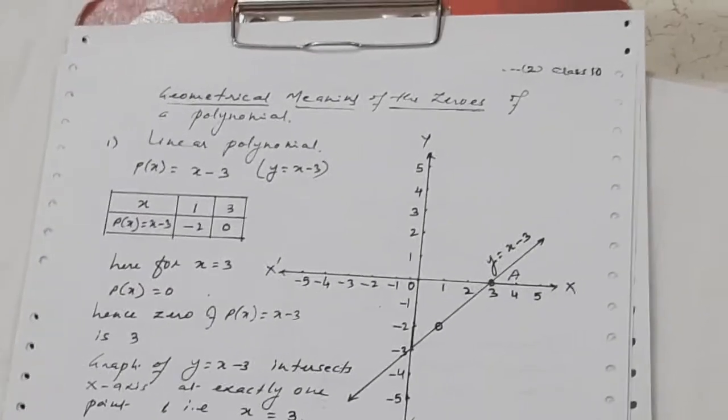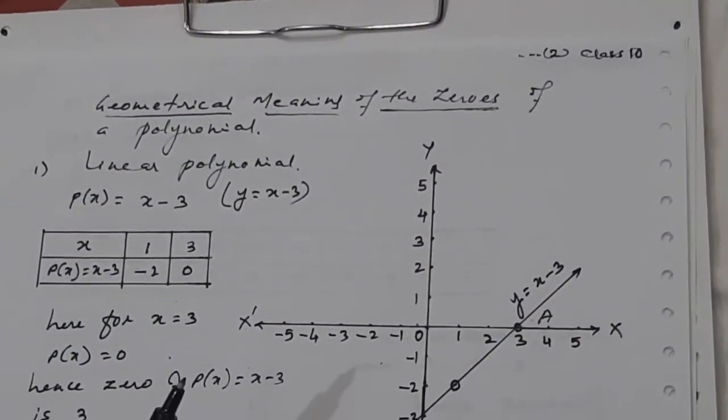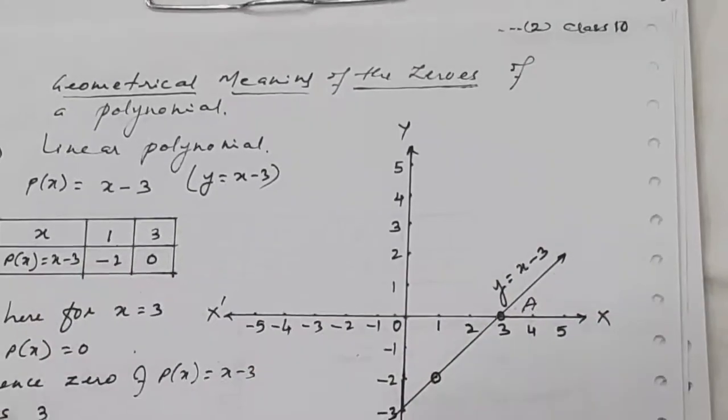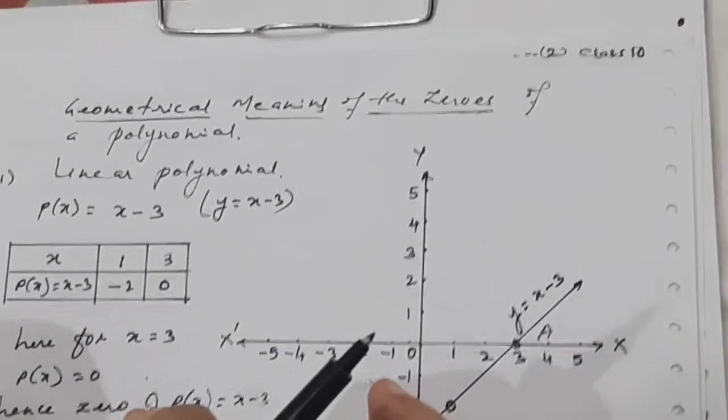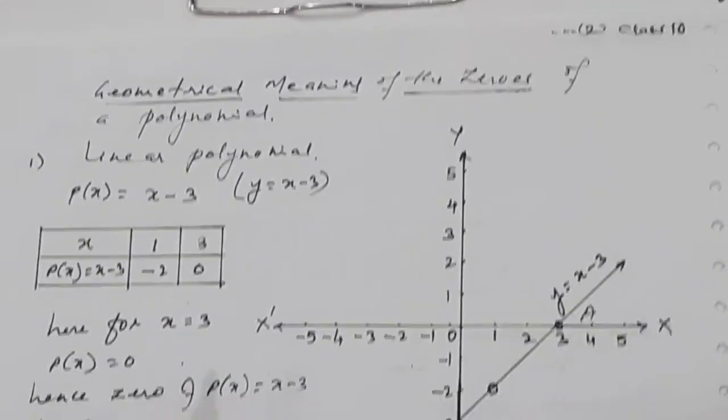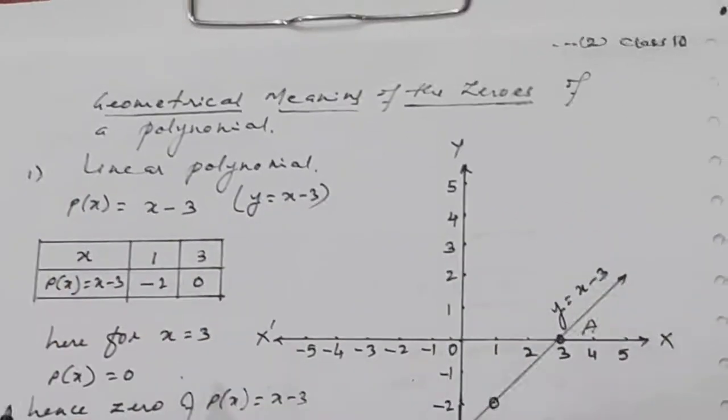Okay. Now, the geometrical meaning of the zeros of the polynomial. What is the geometric meaning? Now we have seen what a 0 is. The 0 of the polynomial is the value of x where the entire polynomial becomes 0.